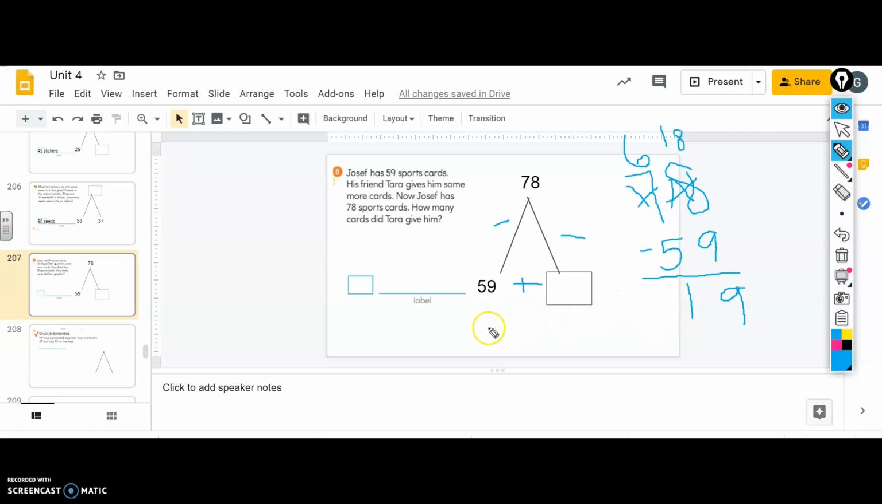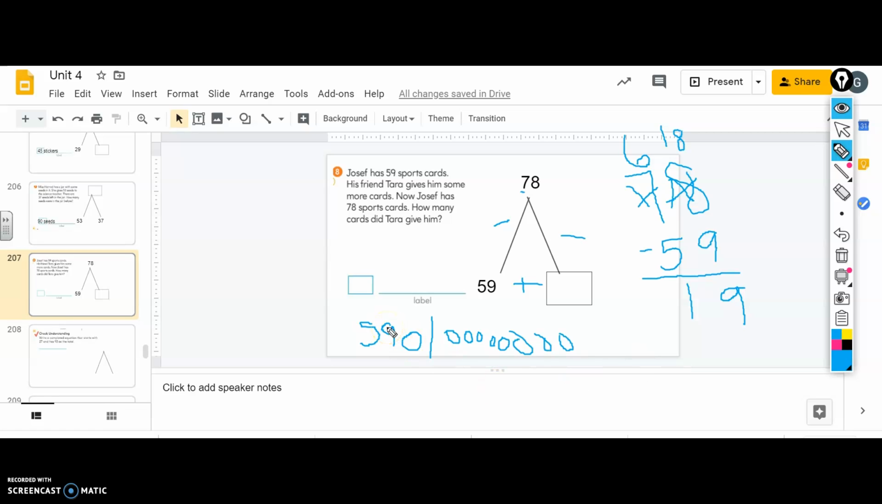Let's check our work with the adding up method. So let's write 59 to the side, and we're going to count up till we get to 78. When we get to 60, we're going to make a 10 stick till we get to 70. 59, 60, 70. I can't do another 10 stick because I'm going to the 10 or 7. 70, 71, 72, 73, 74, 75, 76, 77, and 78.